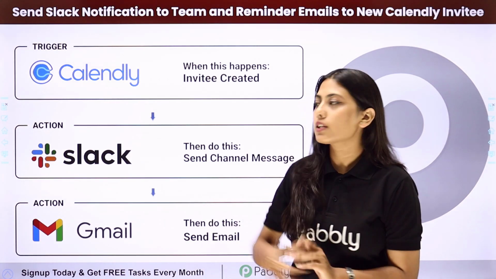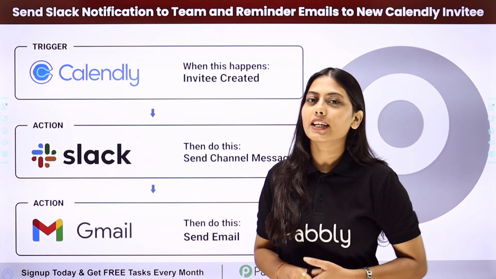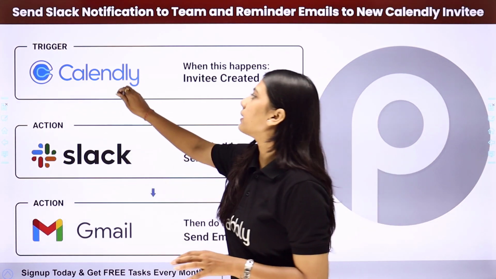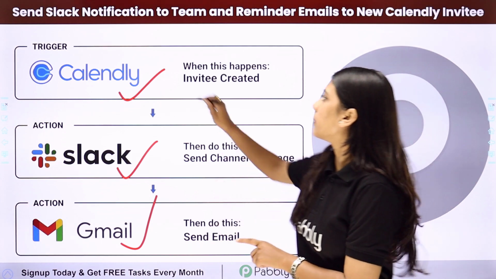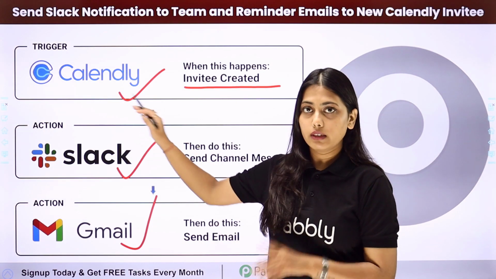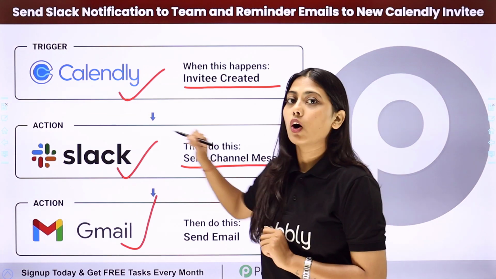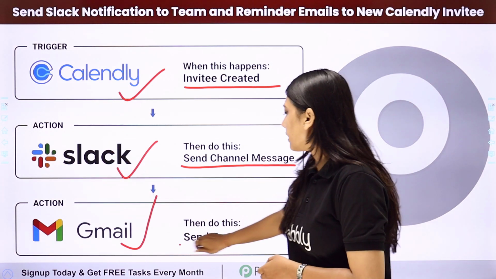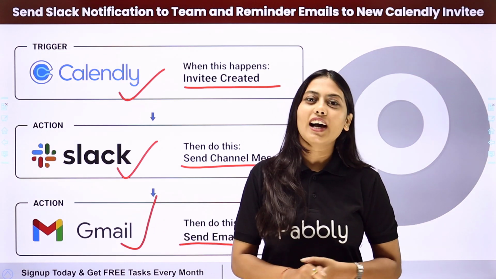So rather than doing this one step at a time manually, I would suggest creating an automation with the help of Pabbly Connect, where you can integrate all these three applications together. In this automation, our trigger will be invitee created in Calendly. Then our first action will be to send a channel message to your team on your Slack channel, and our last action step or destination will be to send a confirmation email to your customer via Gmail. Let us learn how to do that.